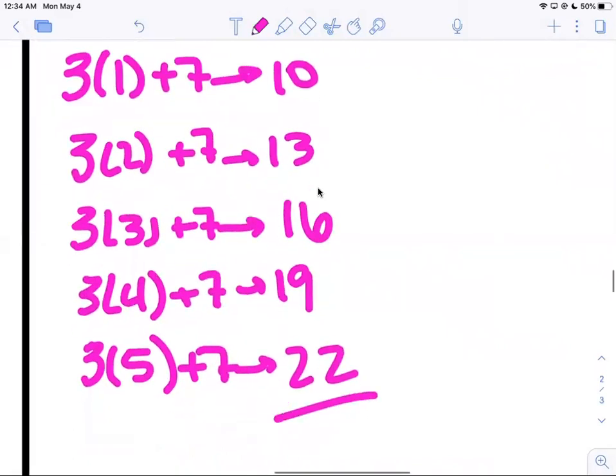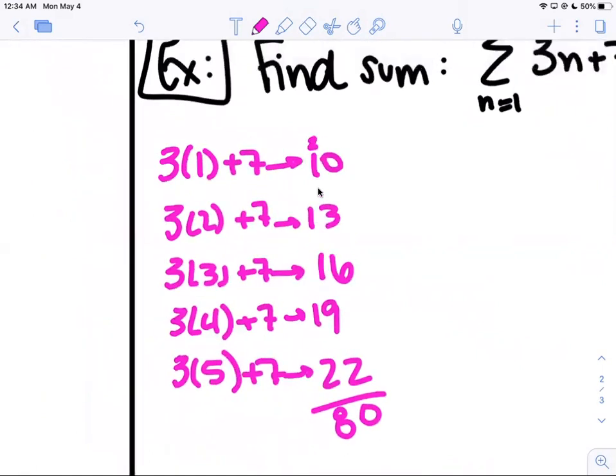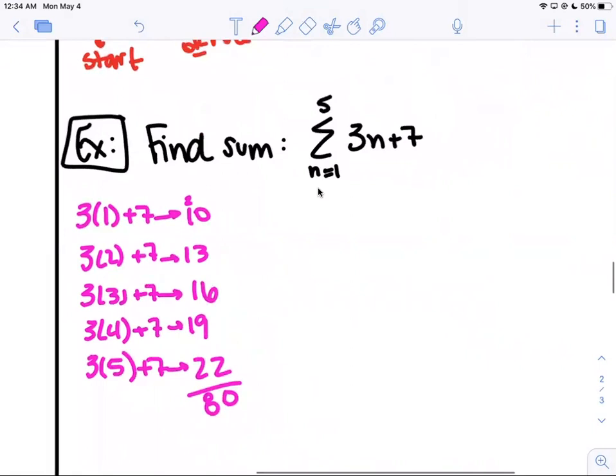All right, if we were to add those up, 3 plus 6 is 9, 9 plus 9 is 18, 18 plus 2 is 20. Oop, carry the 2. 2, 4, 6, 8, 80. Okay, it's as easy as doing it that way. Plug in, add them up, you're done.